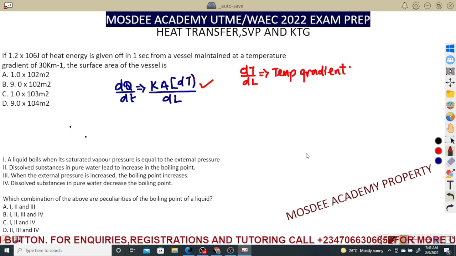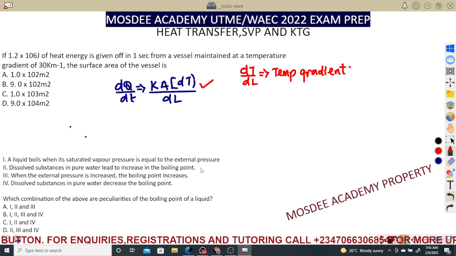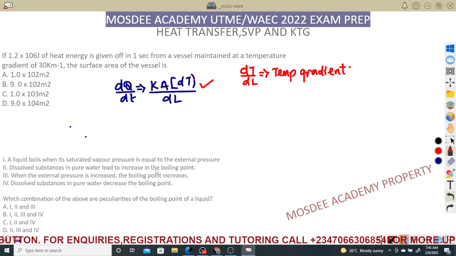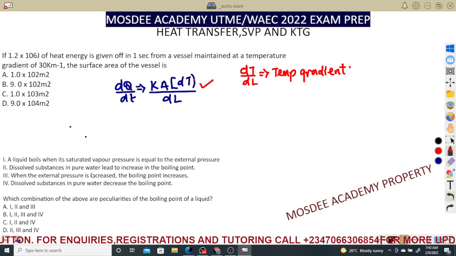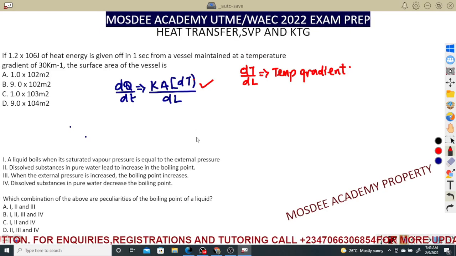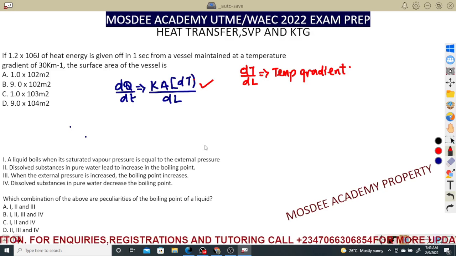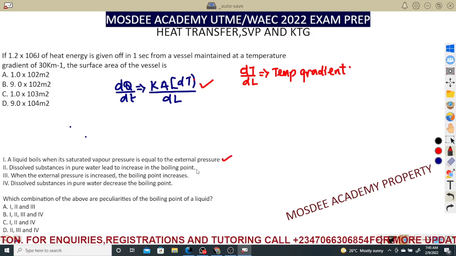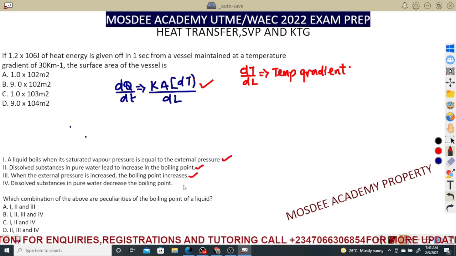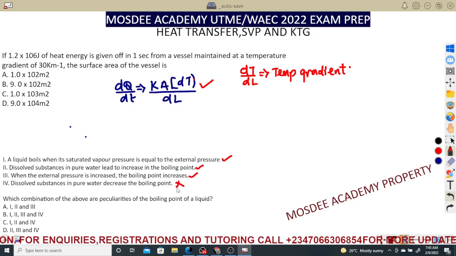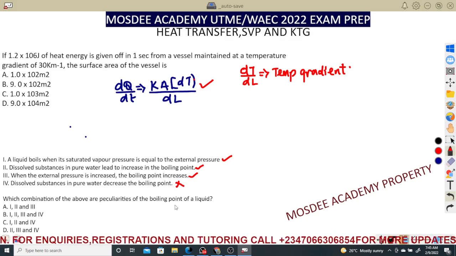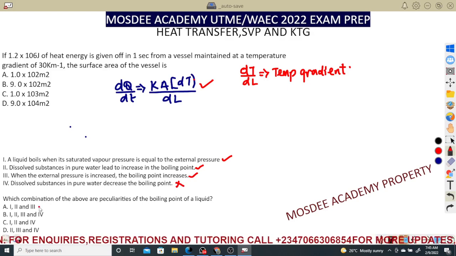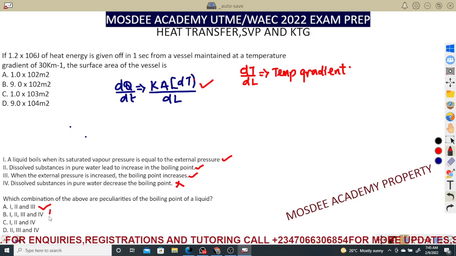So the last question: a liquid boils when its saturated vapor pressure is correct. Let's just be fast. The solute substance involved increases boiling point, yes, correct. When the external pressure is increased, the boiling point is increased, this is also very correct. Then the solute substance decreases melting point is wrong. So the correct one here is the combination about the boiling point of the liquid. So this is correct. All others are very, very wrong.